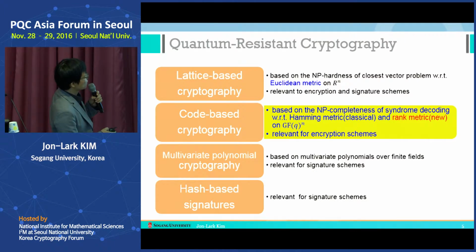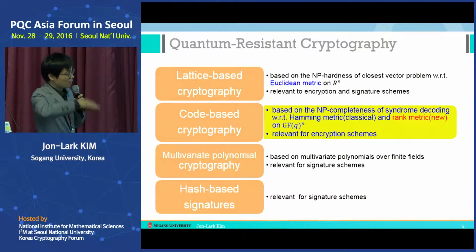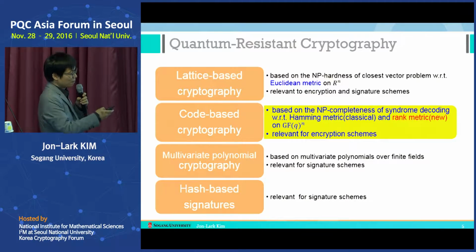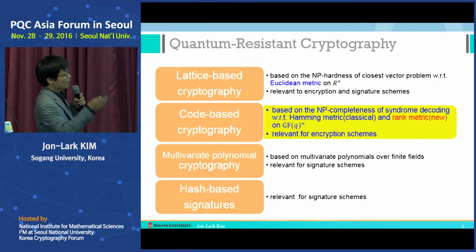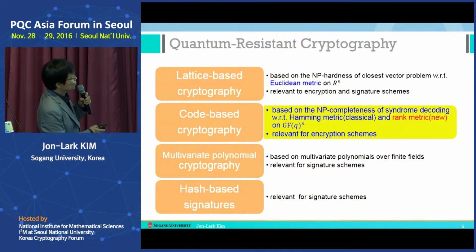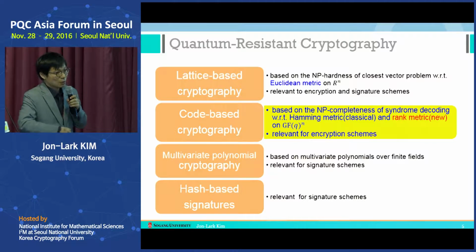Another one is that in the lattice case, we have a bunch of vectors in R^n, and we try to find their distance. That distance is called the Euclidean distance, correct? But in coding theory, where we use only finite fields and their vector spaces, we have the so-called Hamming metric. This counts the number of coordinates where the elements are different. This is more or less a classical one since Hamming introduced it in 1946 or 47. But today I want to introduce the rank metric concept in the study of coding theory.